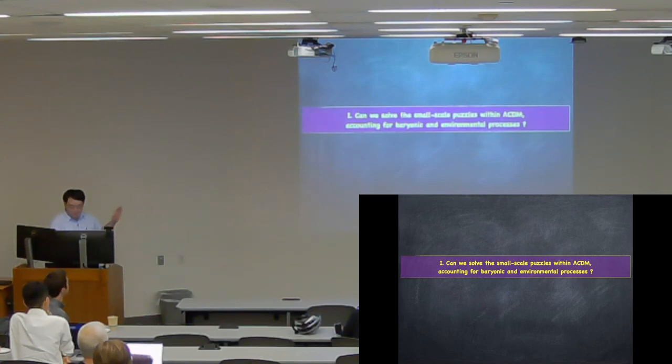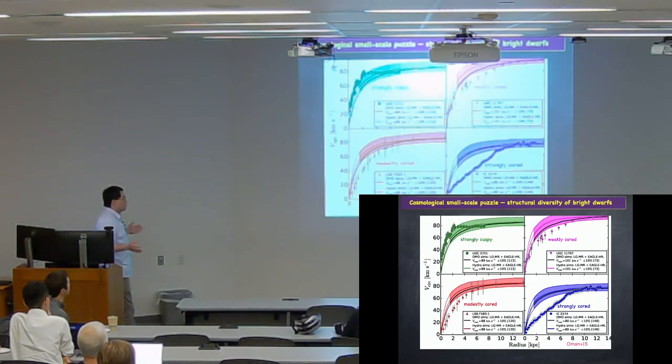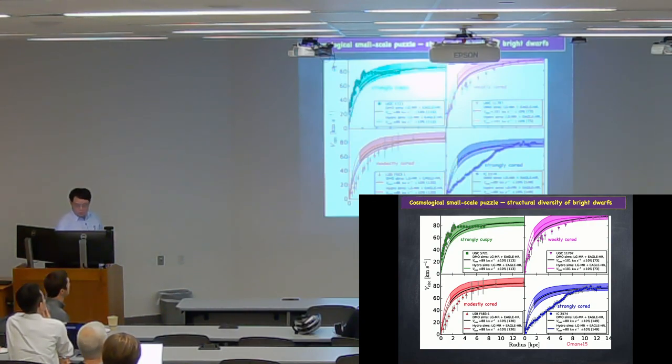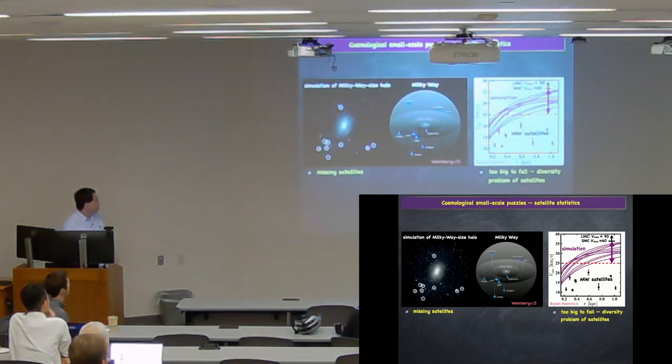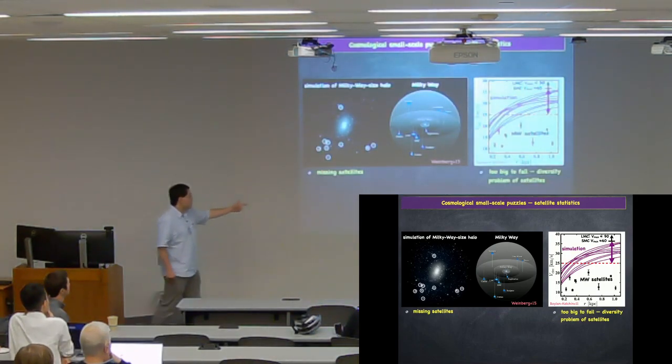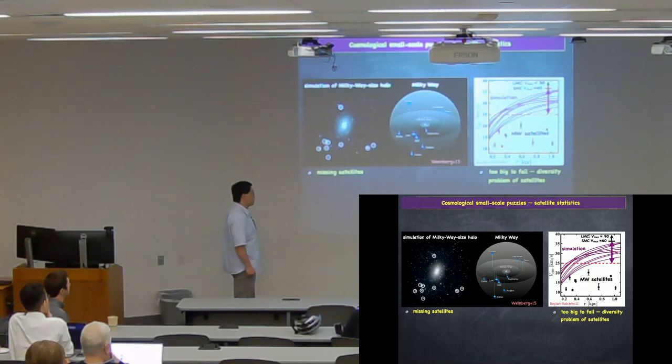So what do I mean by small-scale puzzles? I mean the structural diversity of massive dwarfs, with a velocity scale of 80 kilometers per second. They have cusps and cores, known as the cusp-core issue, but now people regard more this structural diversity side. Missing satellites and too big to fail. Too big to fail is in some sense also a diversity problem, but it's a diversity problem for satellites.